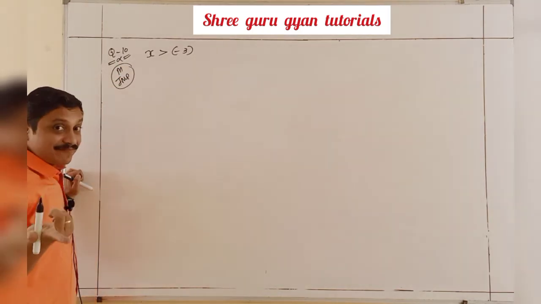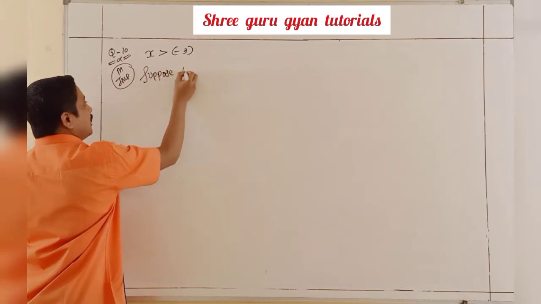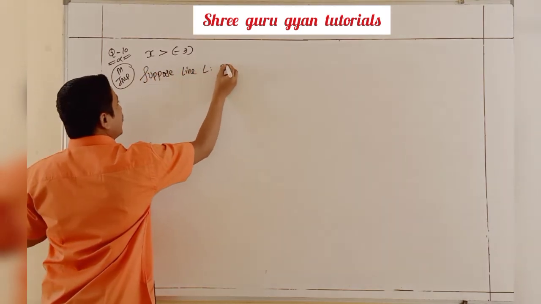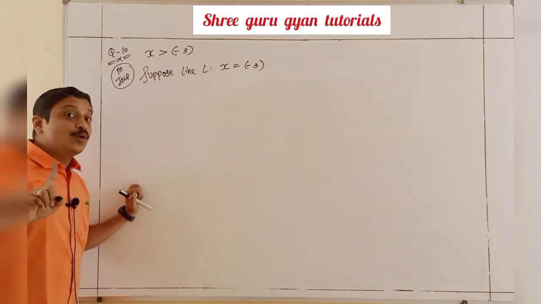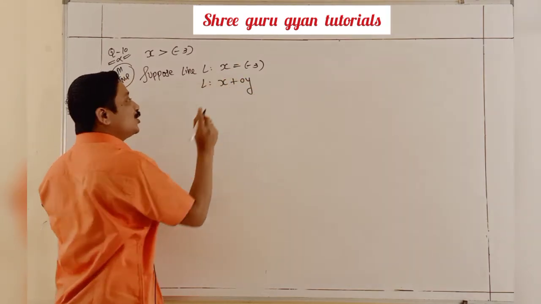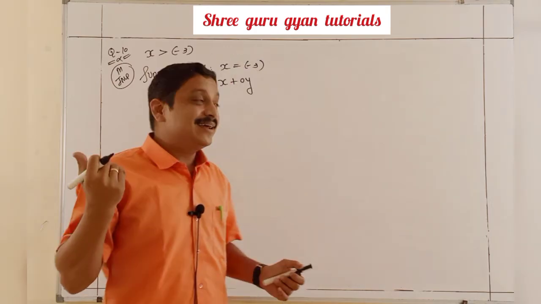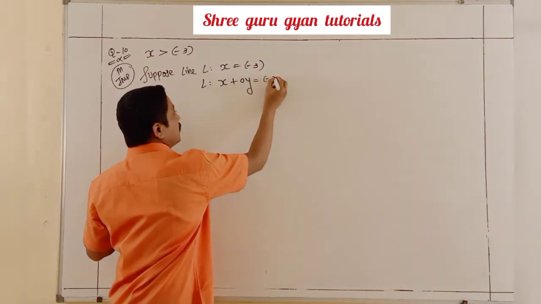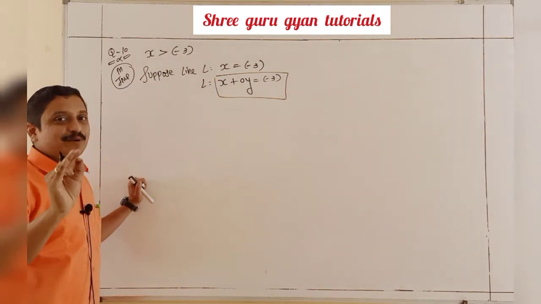Method same. Suppose the line for checking L, x is equal to -3. And here x, no value of y. So we can write x plus 0y, because y is missing. I will take down the 0y, and it is equal to minus 3. Now any value you put in y, x is permanently minus 3.